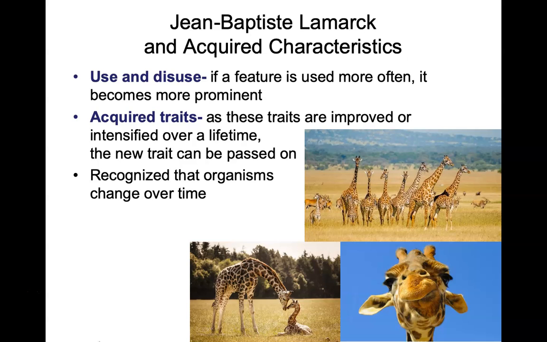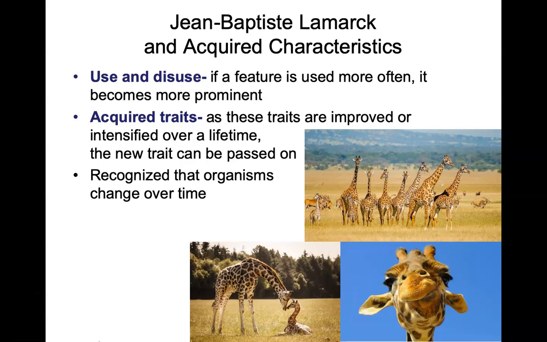So another man that strongly influenced Charles Darwin was Jean-Baptiste Lamarck. If you've had a science class before, you're probably familiar with this guy. He's generally credited for being wrong about his ideas of why organisms change over time, but he was actually quite important in Charles Darwin's theory of evolution.